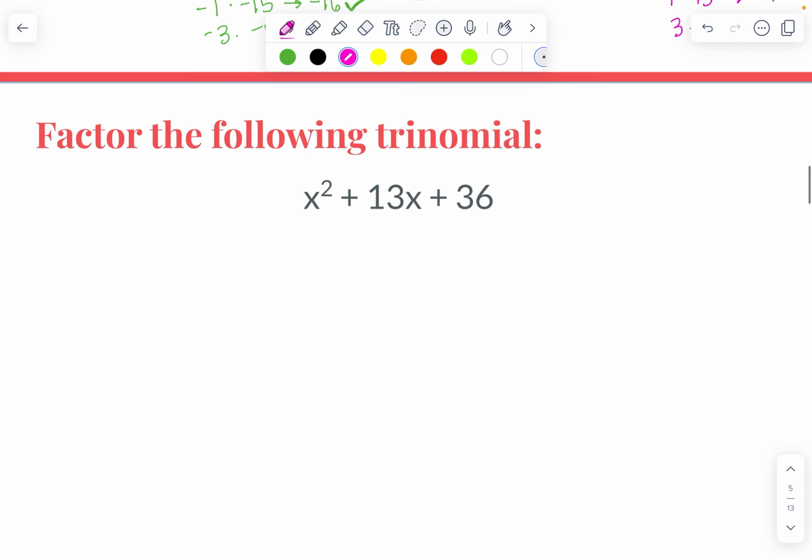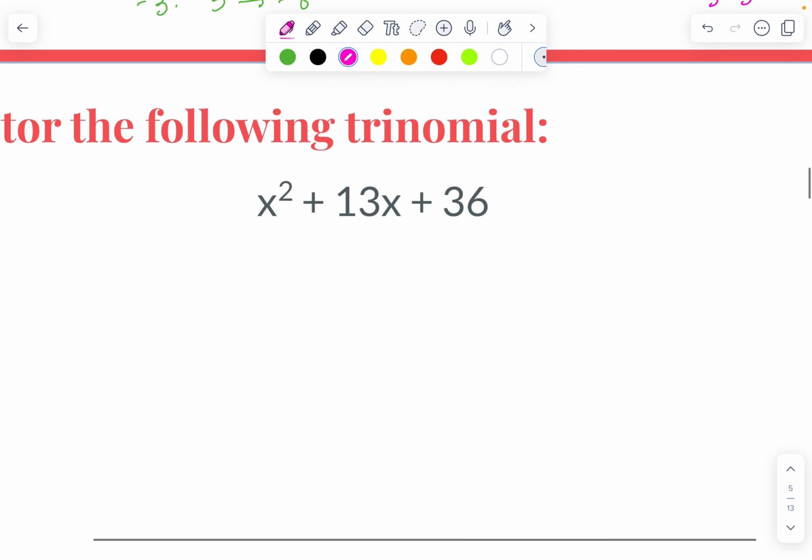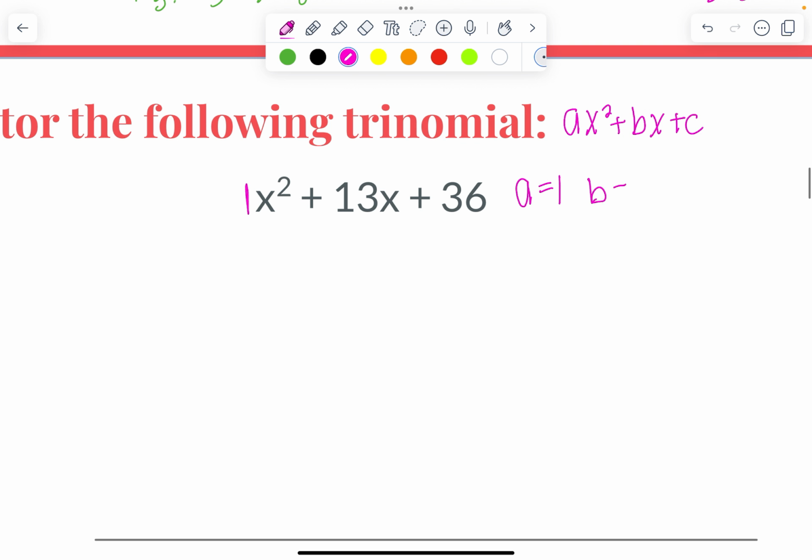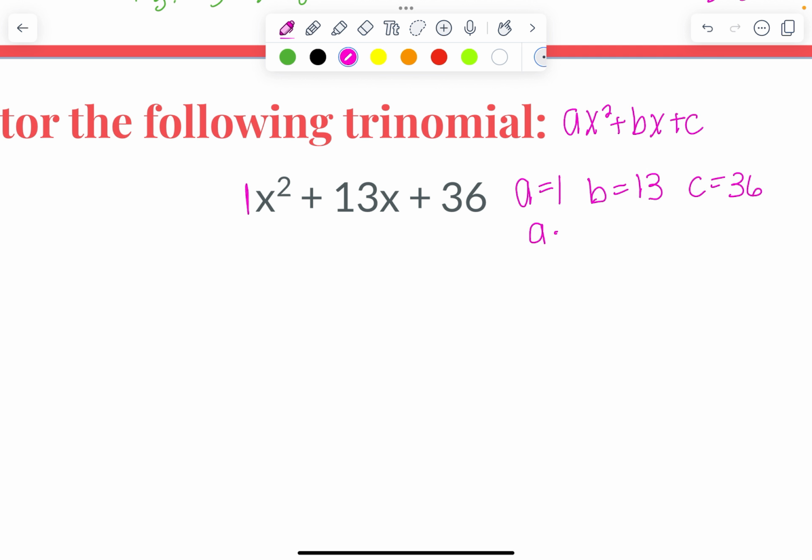Let's look at some examples. First thing we always have to do is write down what represents a, b, and c. Again, these are in the form ax squared plus bx plus c. Remember, there's an imaginary 1 here that we don't write down. So a is 1, b is 13, c is 36, and we need a times c, which gives us 1 times 36, which is 36.